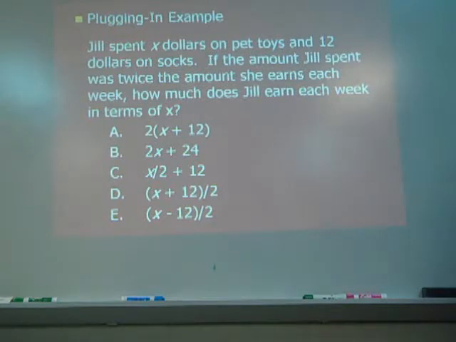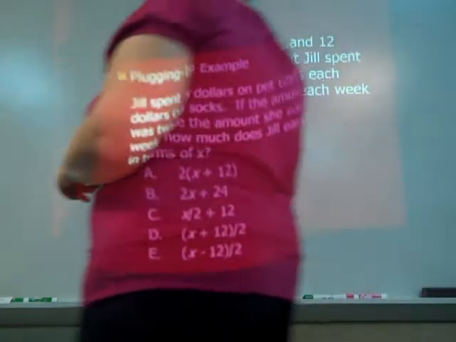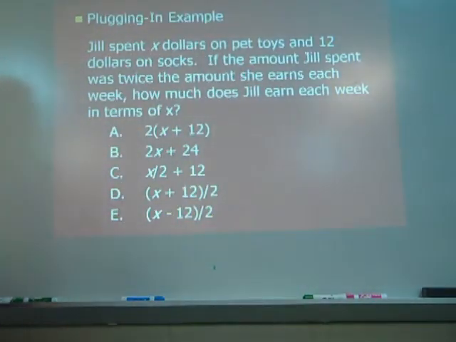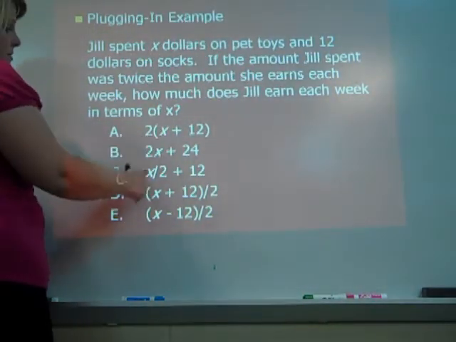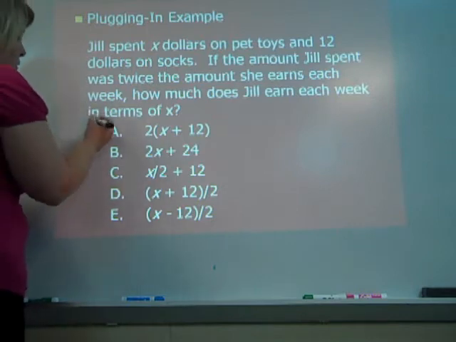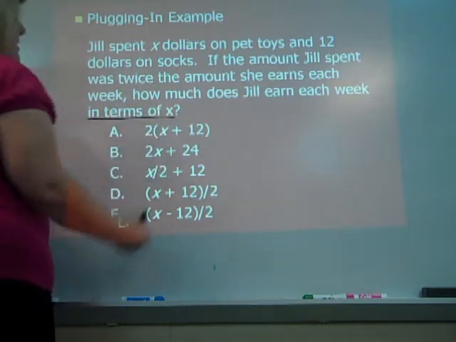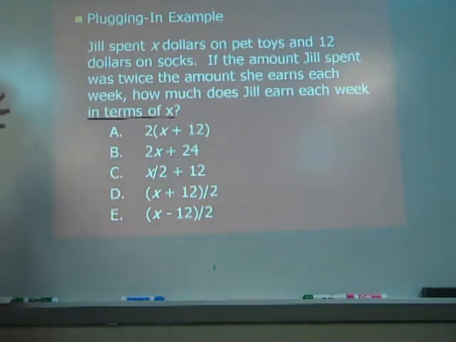So here's an example. Jill spent X dollars on pet toys and $12 on socks. If the amount Jill spent was twice the amount she earns each week, how much does Jill earn each week in terms of X? So lots of things here tell you that this is a plugging in question. There are variables in the answer choices. The question is in terms of X. These are all little triggers that tell you that you want to use plugging in.